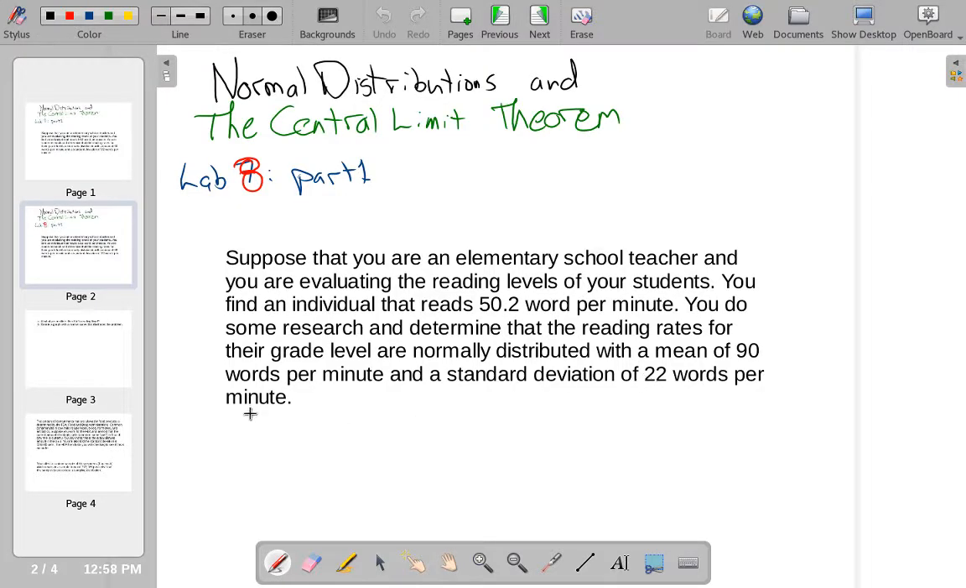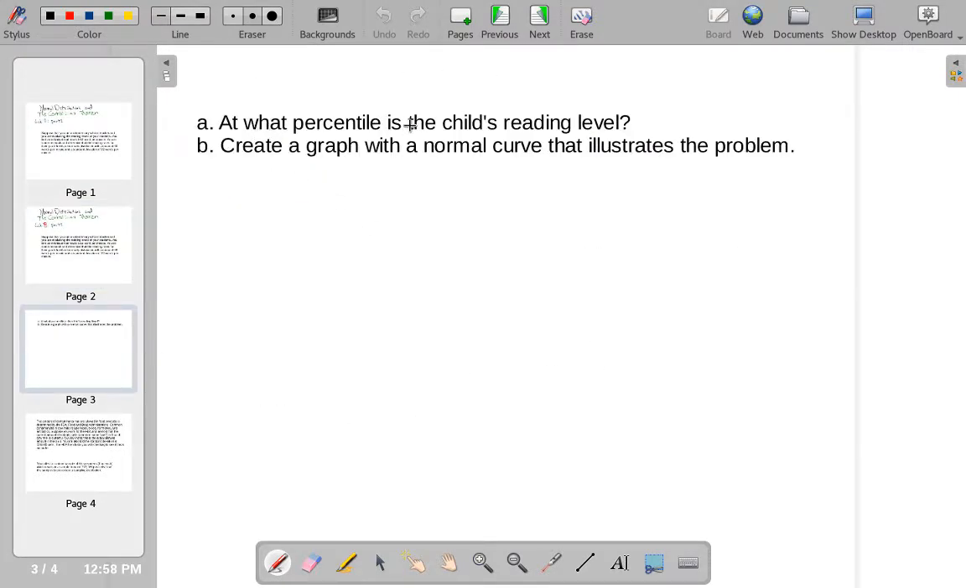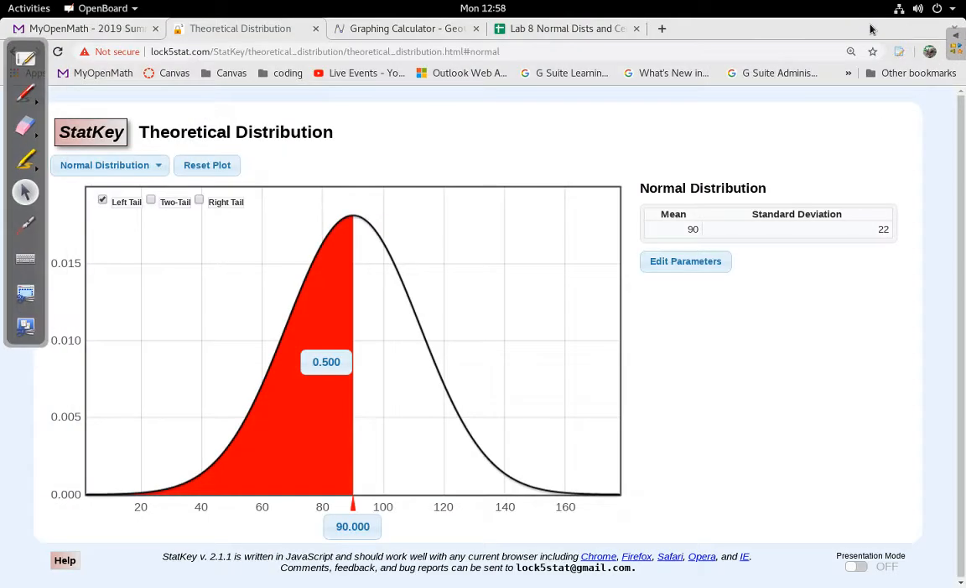Okay, here we go. So, question. At what percentile is the child's reading level? We just looked at how to do that, and we want to create a graph with a normal curve that illustrates this. So, StatKey can do both of these. It can make the graph and calculate the percentile. So, let's give it a shot. We already have the mean set up, right? 90 and the standard deviation of 20.